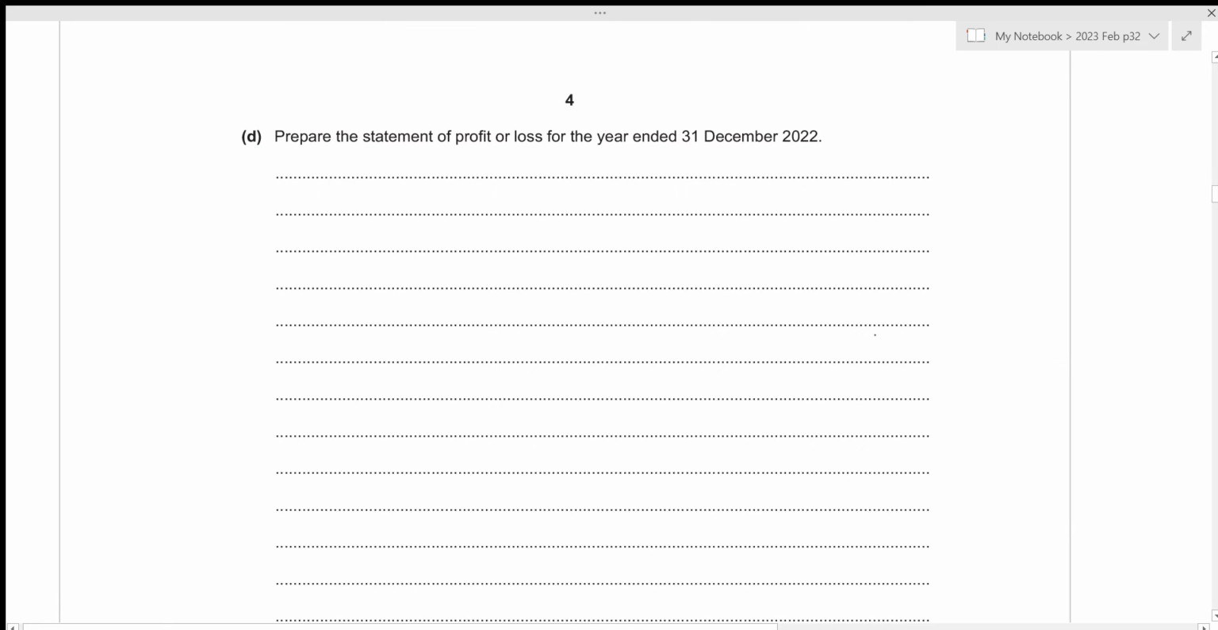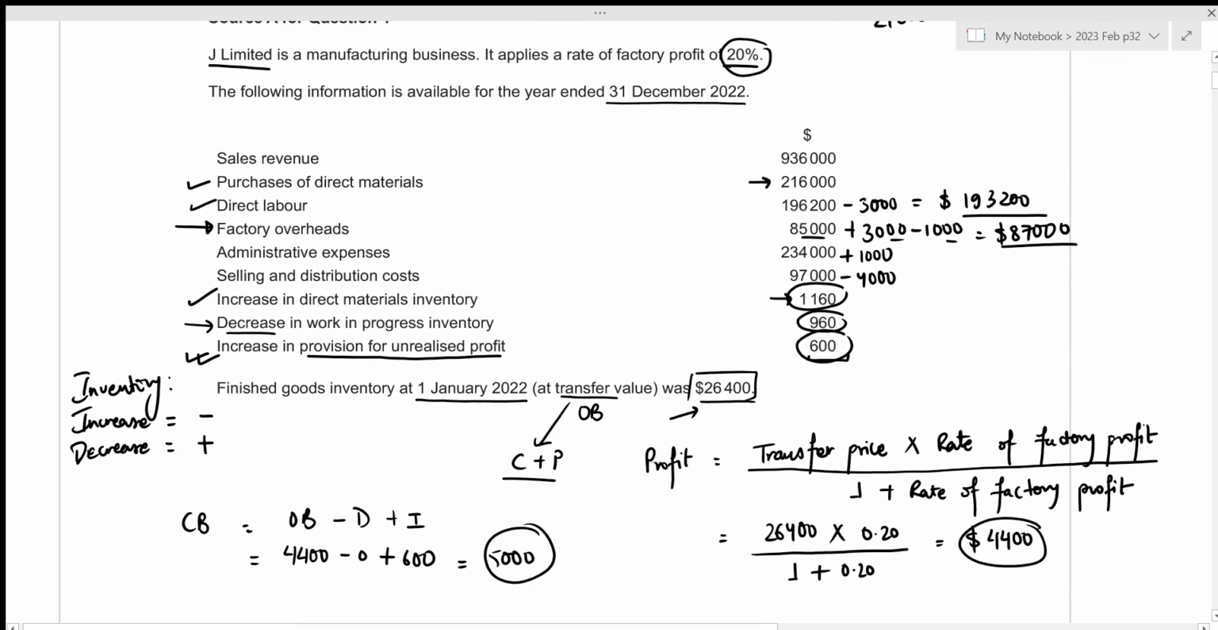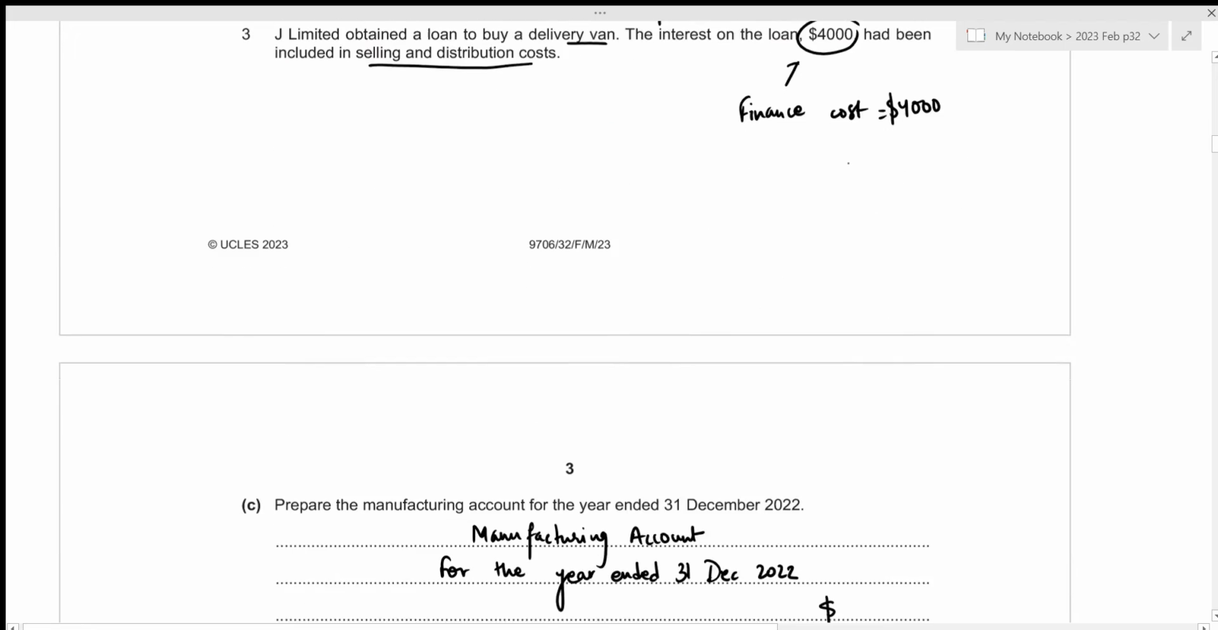We now need to prepare the statement of profit or loss for the year ended 31st December 2022. Okay, so this is the statement of profit or loss, which is equivalent to our income statement. And this is for the year ended 31st December 2022. Now the format is going to remain the same. What we're going to do is we will be starting with our revenue. Let's have a look above. The sales revenue is given right here and it's 936,000. So let's start with this amount.